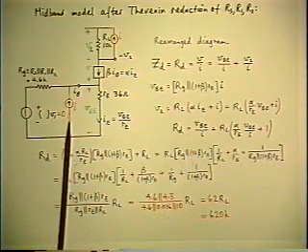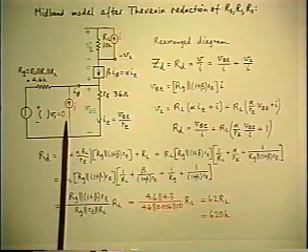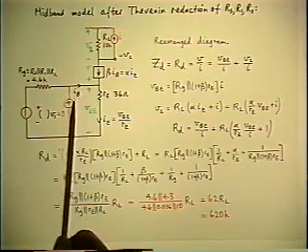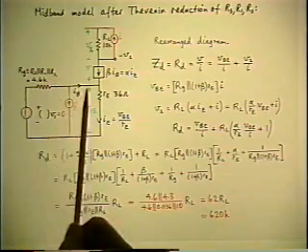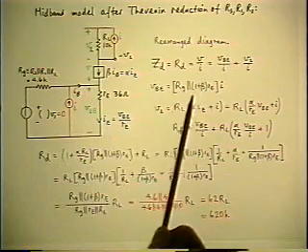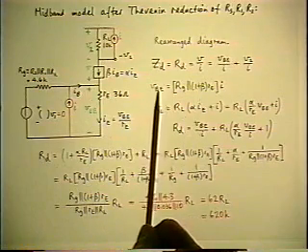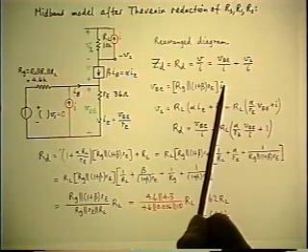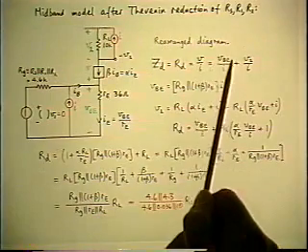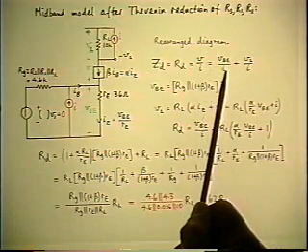This is just a Norton source here, basically. The impedance across the source is RG in parallel with the reflected RE. So this is the relation between VBE and I. That takes care of the first term in the result I'm looking for.